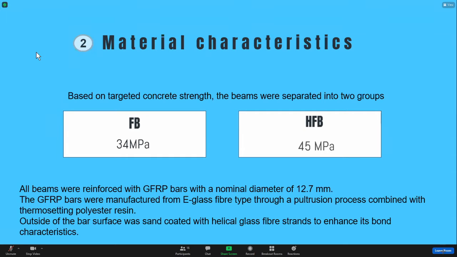Next, material characteristics. Based on target concrete strength, the beams were split into two groups. The concrete strength of FB specimens was 34 MPa, and the concrete strength of HFB specimens was 45 MPa. And all beams were reinforced with GFRP bars with a nominal diameter of 12.7 mm.